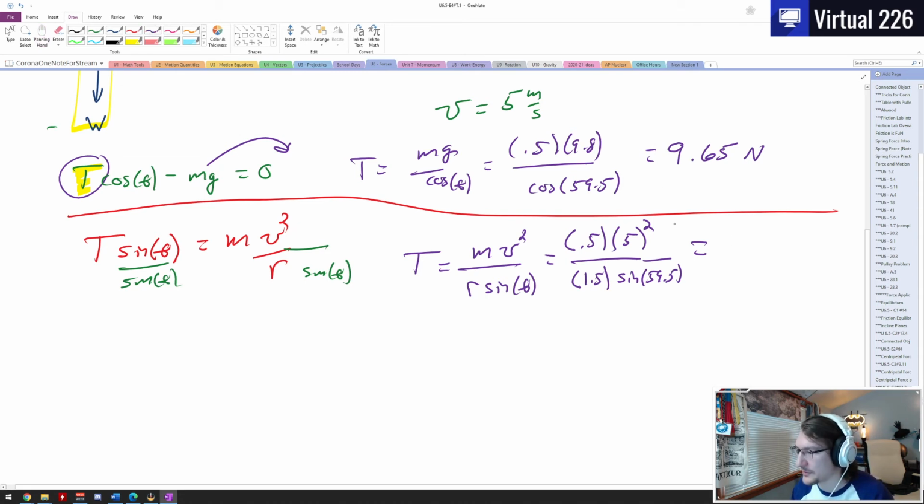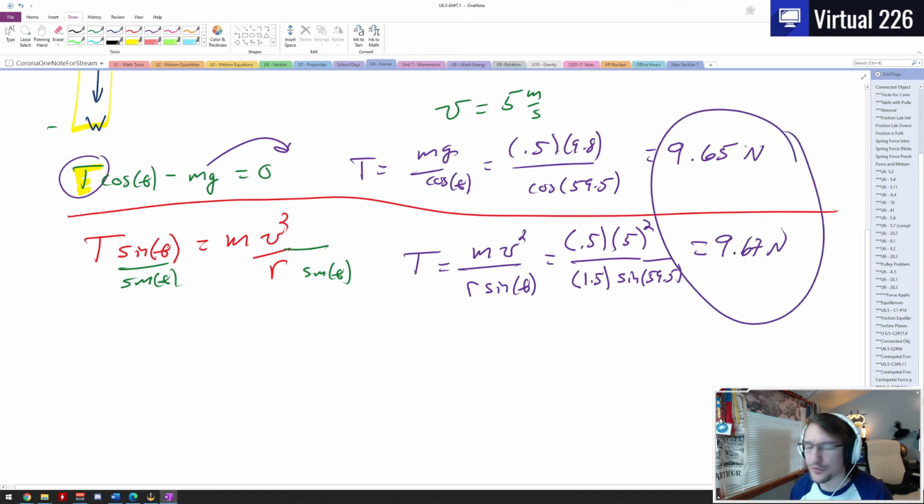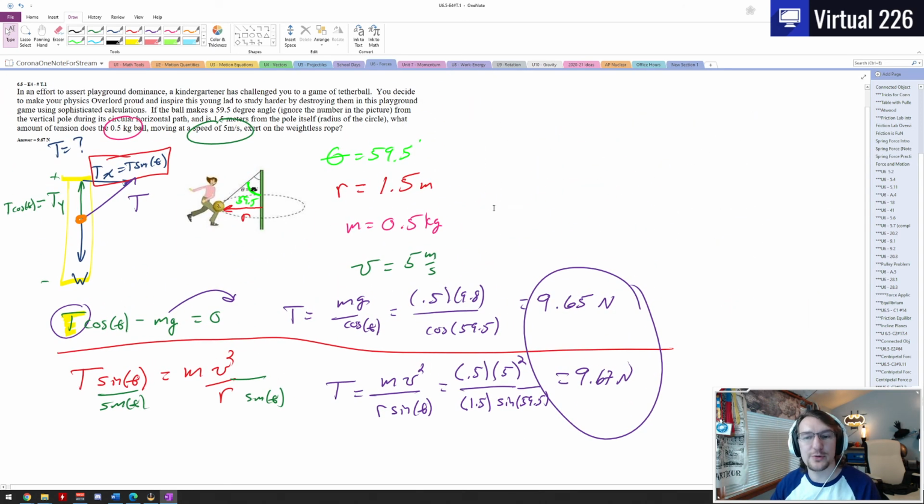and we get 9.67. So I probably rounded somewhere a little bit. Those values are the same values. I think I had a little bit of a rounding error somewhere in here. But we see that no matter which equation we'd like to use, we can use centripetal motion or statics, knowing that our motion is up and down, to figure out what the tension is of this rope. So a pretty cool thing in this problem.